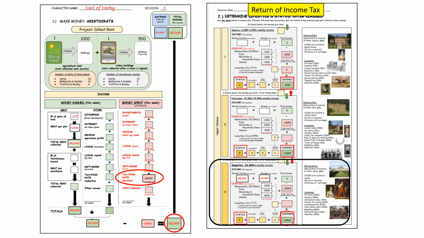Does this affect him seriously? A little bit, but not as much as the repeal of the Corn Laws. He still has 8,000 shillings in savings, and he still can get 2 status points by buying 7,000 shillings of luxuries with a savings of 1,000 shillings. So the game master could tell the players all of these consequences of repealing the Corn Law, returning the income tax, or they could let the players figure that out on their own.